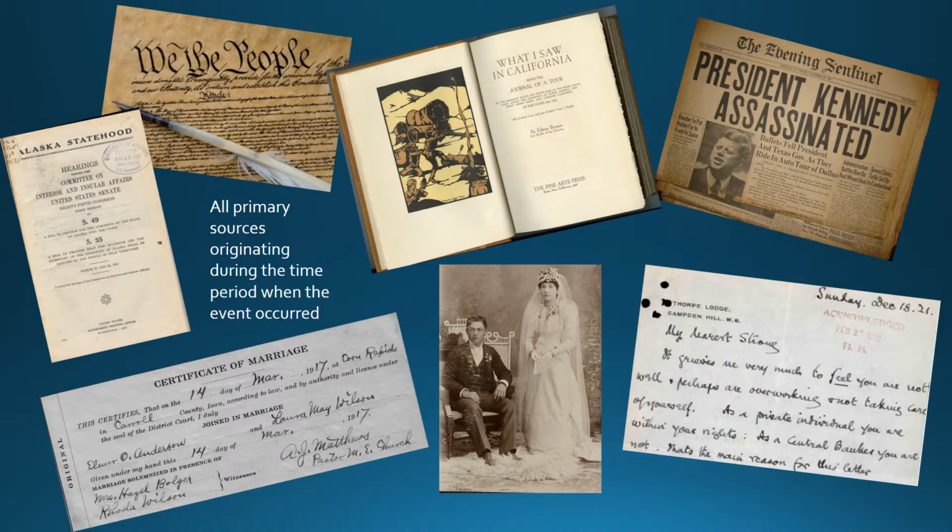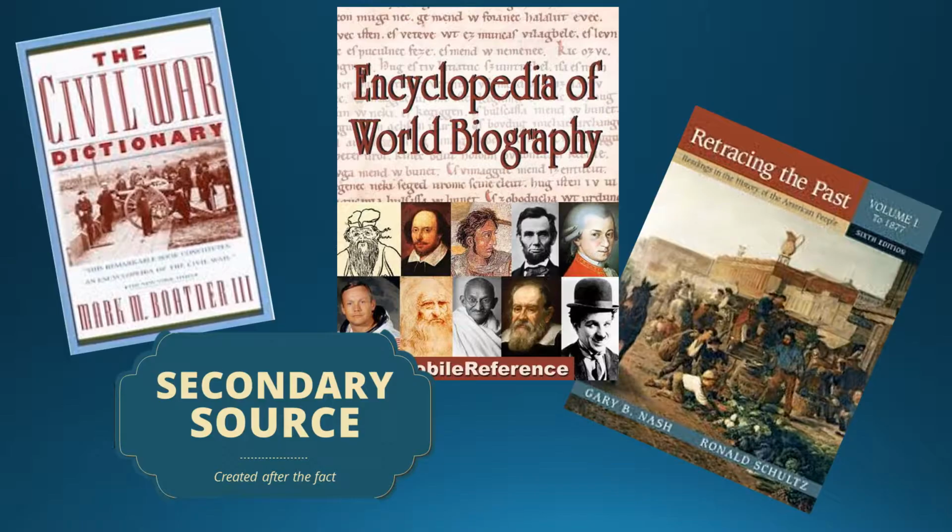So these are examples of primary sources: the Constitution of the United States, the congressional bill that created the state of Alaska, a marriage certificate, a marriage photograph, a book of someone's personal experience in California during pioneer days, a newspaper account of President Kennedy's assassination on the day he died, and a personal letter dated December 18th, 1921. All of those are primary documents.